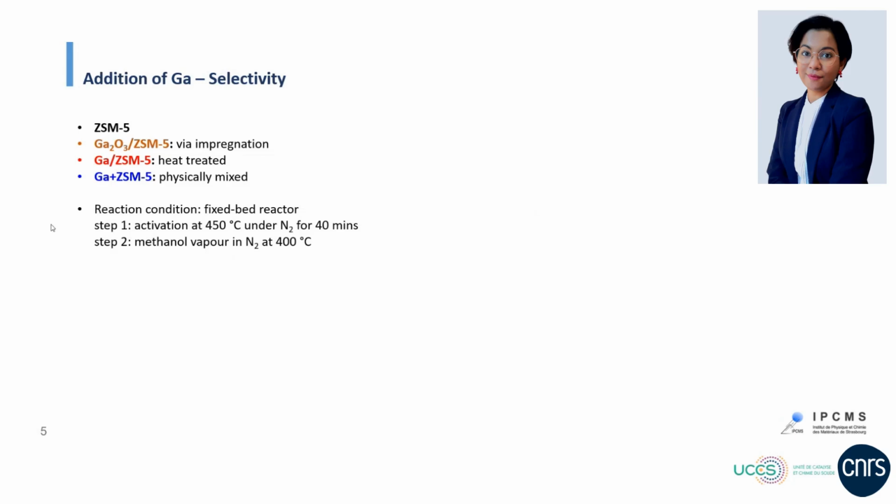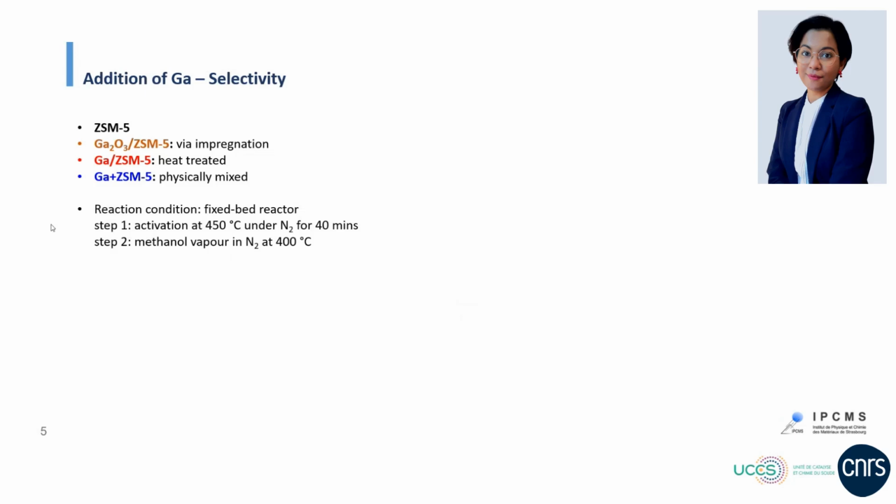We have four catalysts: ZSM5 without any addition of gallium; gallium oxide supported on ZSM5, which is produced via classic impregnation; gallium supported on ZSM5, which is produced via heat treatment; and gallium and zeolite, physically mixed.